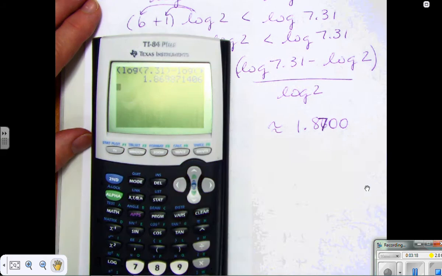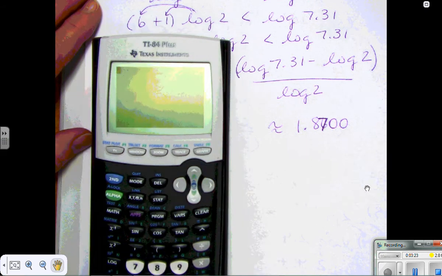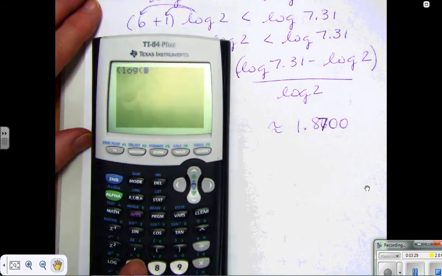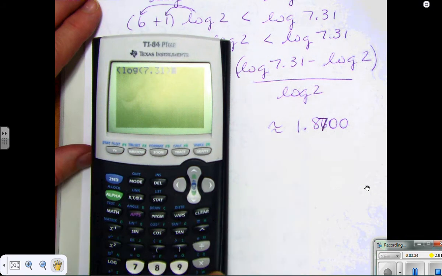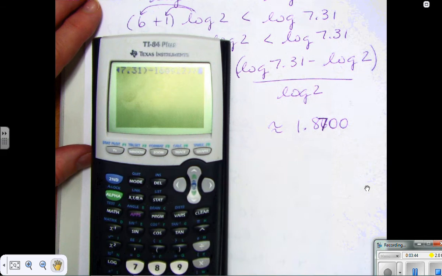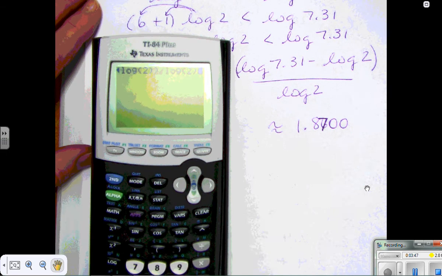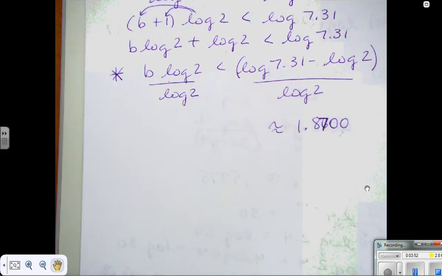Any questions? Type it in one more time. Yeah, I'll type it in one more time. Okay, so I'm starting with a parenthesis. Log 7.31. And close that parenthesis, because it opens with a parenthesis when you type in log, minus log 2, and then double parenthesis at the end. Divide by log 2. Okay. Any other questions? Okay, let's do number 18.